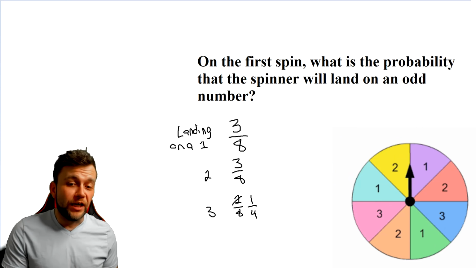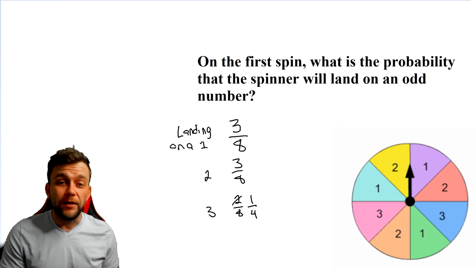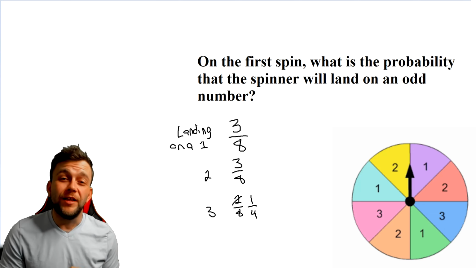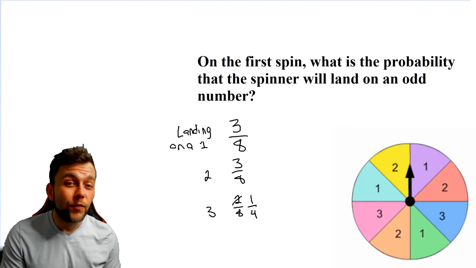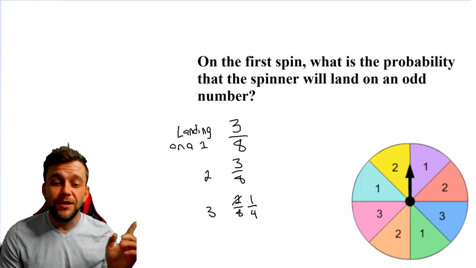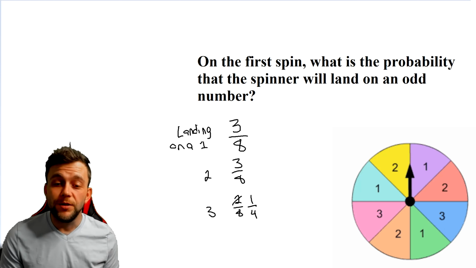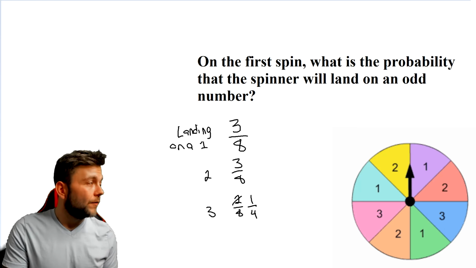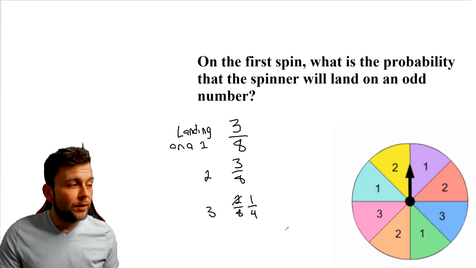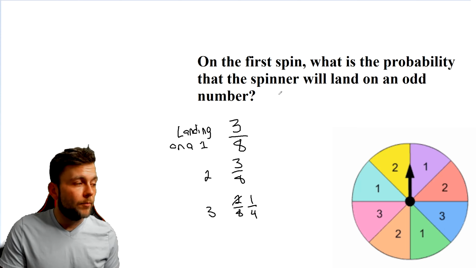Well, when we look at it, we have our probability of landing on 1, which is 3 out of 8, and our probability of landing on 3, which is 1 out of 4. You have to add those two fractions together. The nice part is I still have the 1 out of 4 written as 2 out of 8, so we just add the 2 and the 3. We get 5 out of 8. So the probability of landing on an odd number is 5 out of 8.